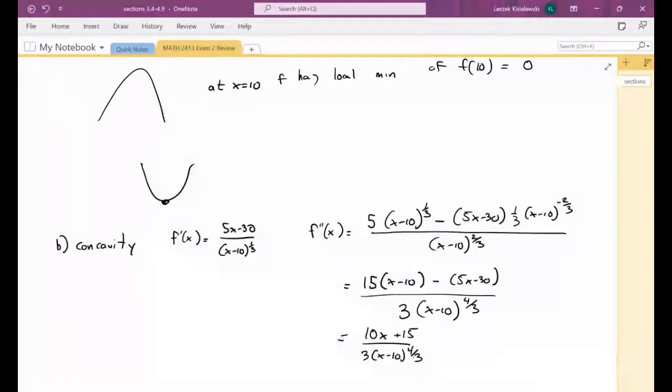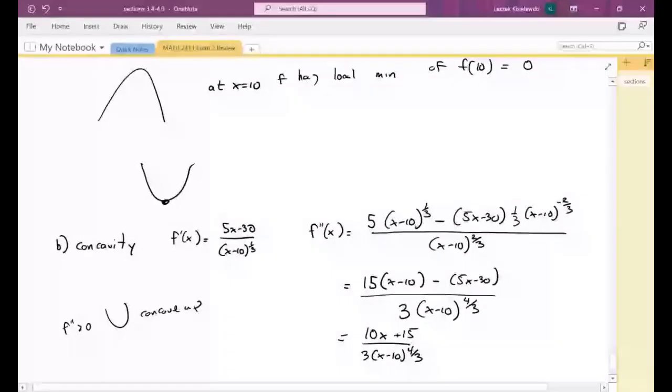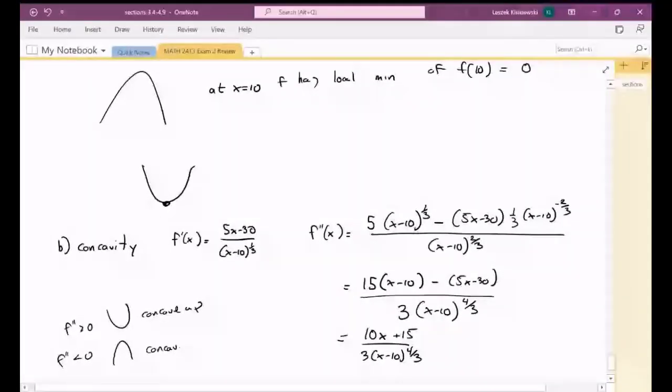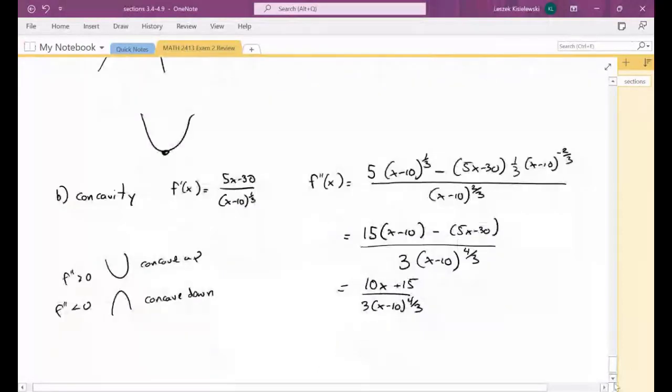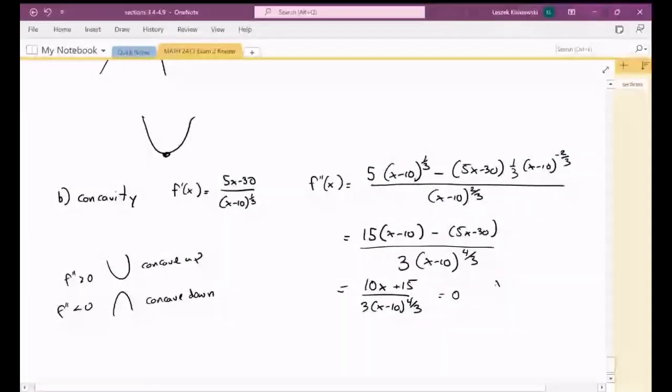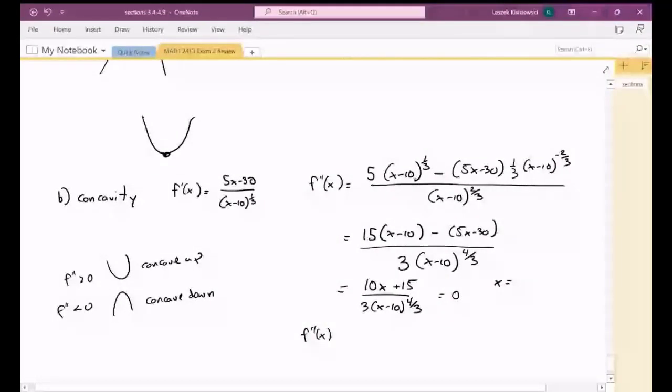All right, but so what do we want to do to find concavity? Well, second derivative positive means concave up, right? Second derivative negative means concave down. And so if you have a nice continuous function, we just need to find where the second derivative is 0, neither concave up nor down, or undefined, I guess. So the second derivative is 0 when x is what?